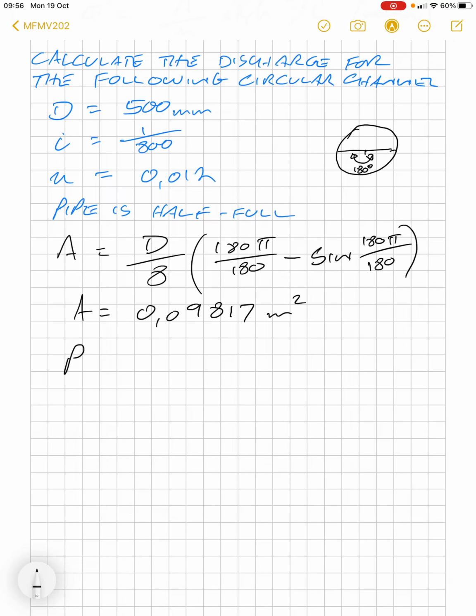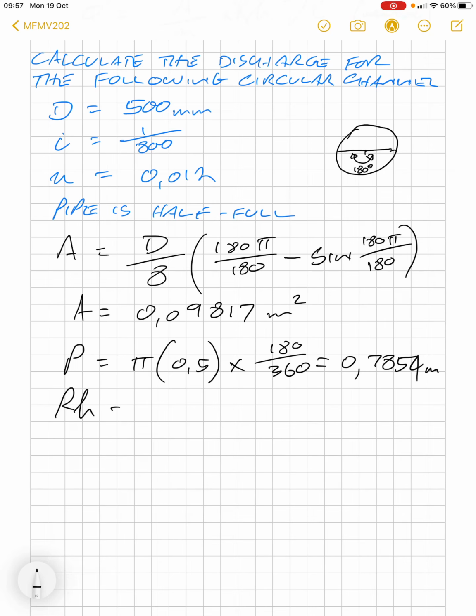The perimeter is pi times 0,5, which is the diameter, pi d, times the fraction of the angle. So that would be 180 over 360, which is actually a half. And that gives us an answer of 0,7854 meters.